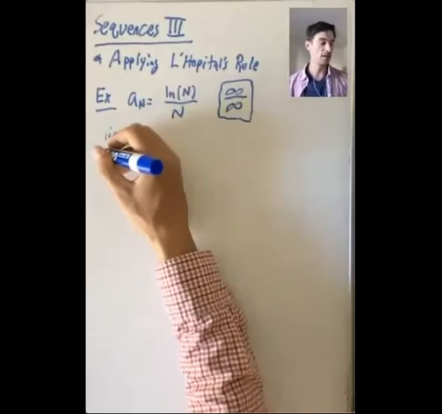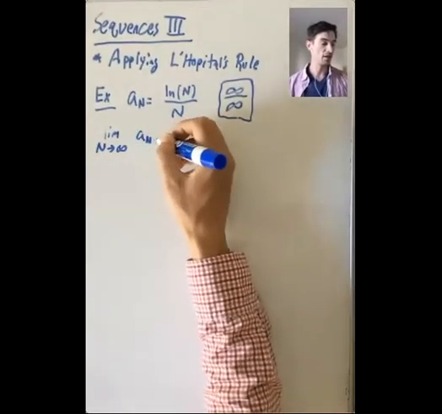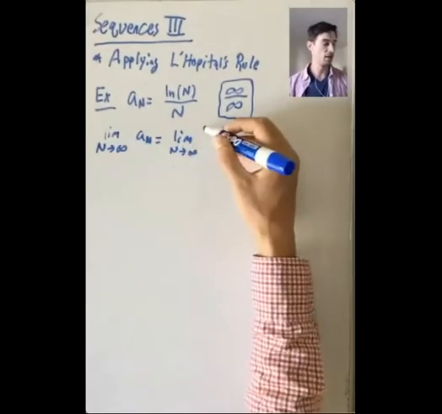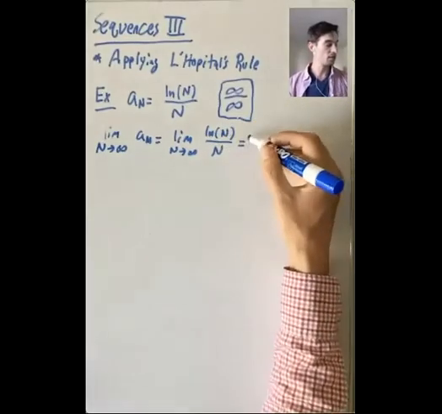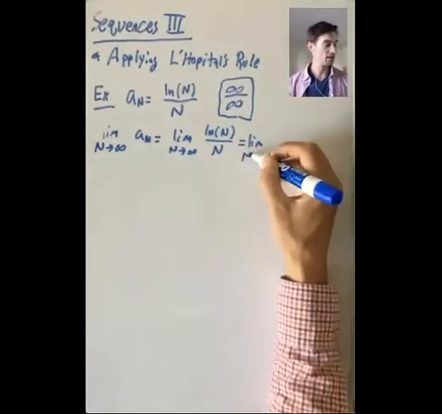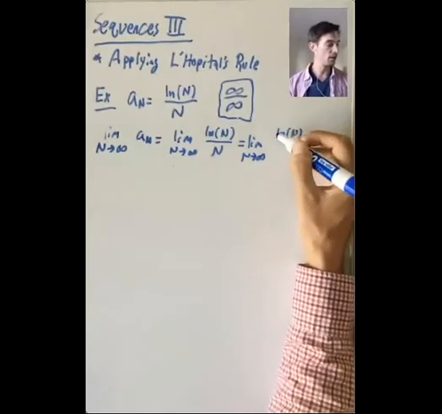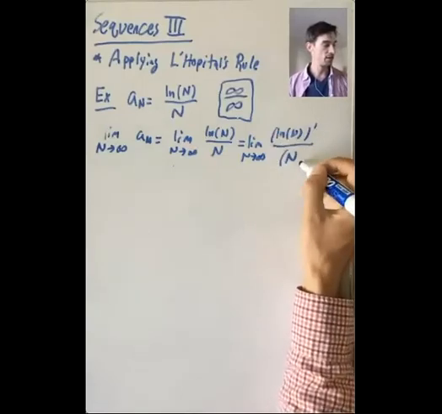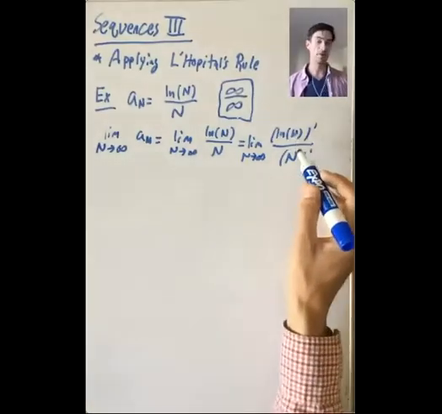What that tells us is that the limit as n goes to infinity of a_n, which is the limit as n goes to infinity of natural log of n over n, is equal to the same as the limit as n goes to infinity of the derivative of the numerator over the derivative of the denominator. So I'm using this prime as shorthand for taking the derivative with respect to n.